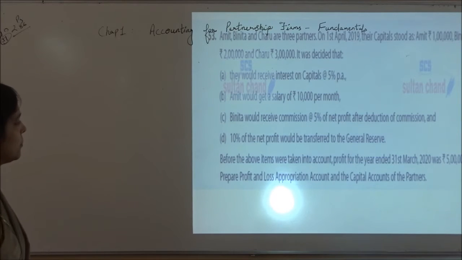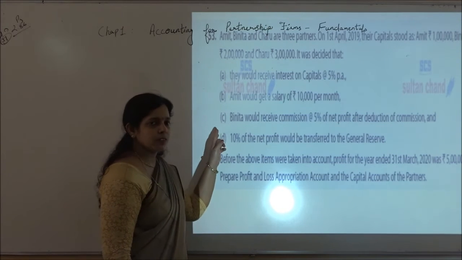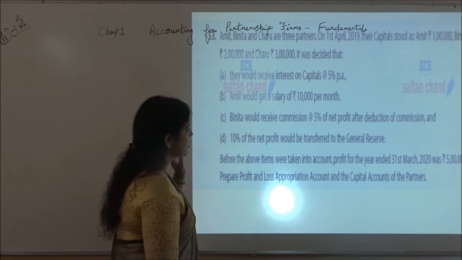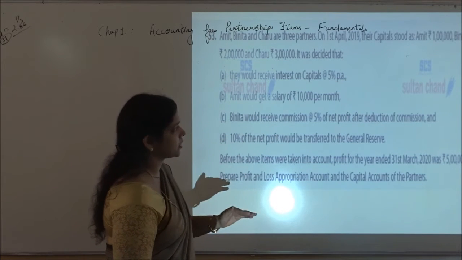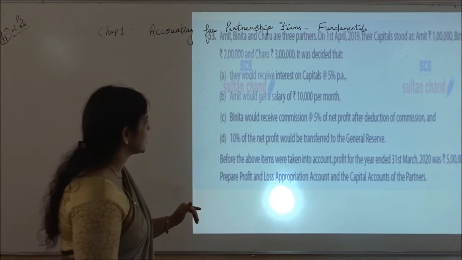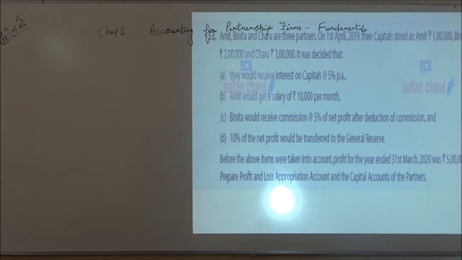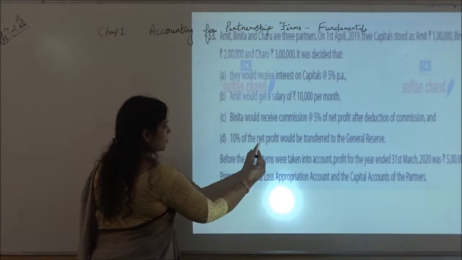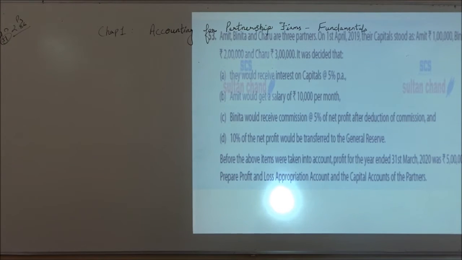Third point, Binita would receive a commission at the rate 5%. This point we have studied in 11th also. You remember or not? We will see while solving. 5% of the net profit after deduction of commission. Do you remember the after and the before? We will see while solving the question. Then you can see 10% of the net profit, of the net profit, not the divisible profit, it is net profit, would be transferred to the general reserve.